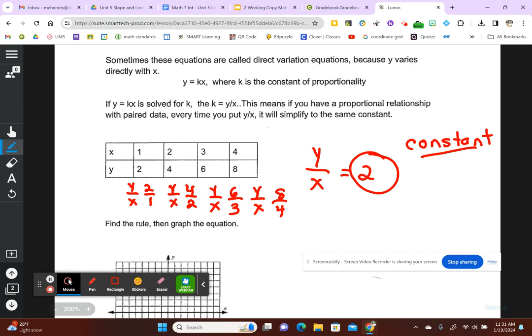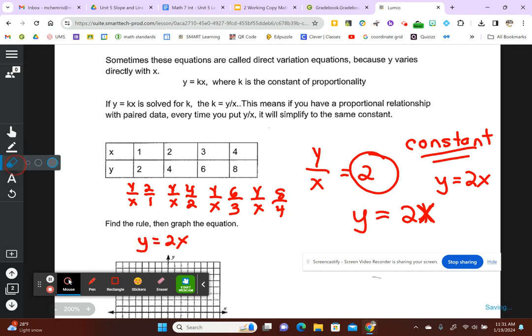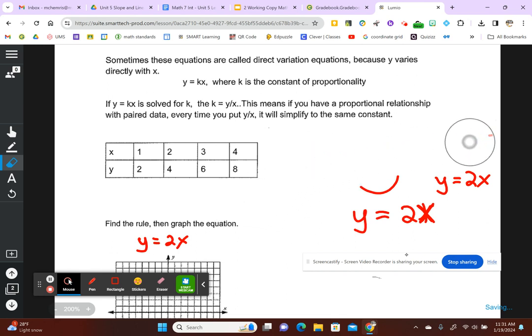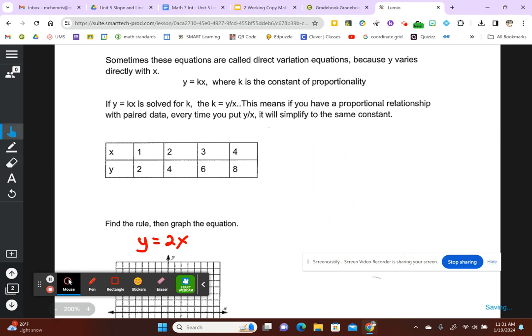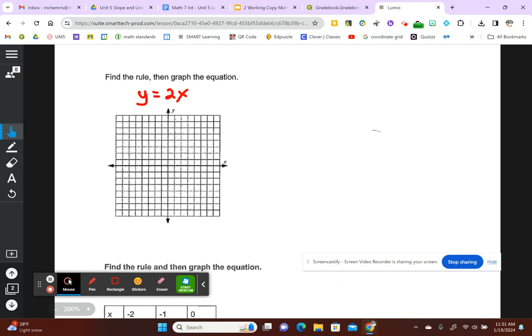Now, if that is the constant of proportionality, I know my equation would be y equals 2x. Sorry, wrote that weird. So y equals 2x. That would be the rule. Now, let's think about if we graph this, what is it going to look like? Well, I know if it is a proportional relationship, it's going to be a straight line that goes through the origin. So since b, or my y-intercept, is 0, I start there. I go up 2 over 1, up 2 over 1, up 2 over 1. And look, it's a straight line that goes through the origin.